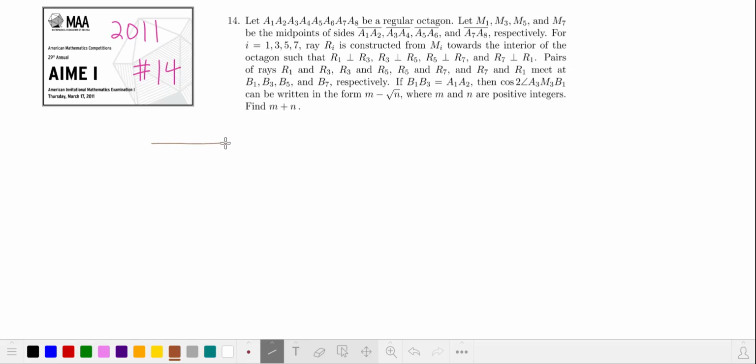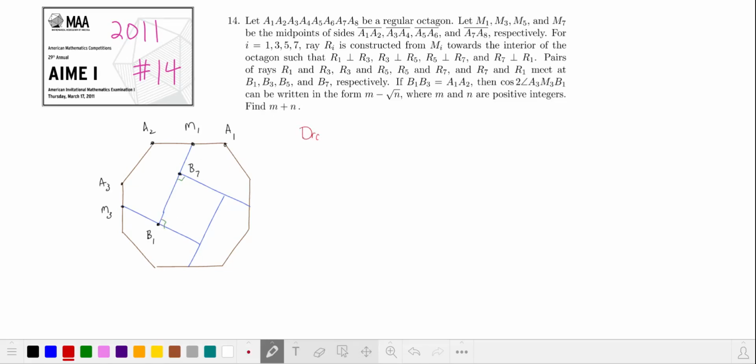First, let's draw our regular octagon, and we'll connect these segments from the midpoints to form this square. We'll call these points A1 and A2. So this midpoint is M1. This segment from M1 is R1. So this point is B1. And up here we have B7.